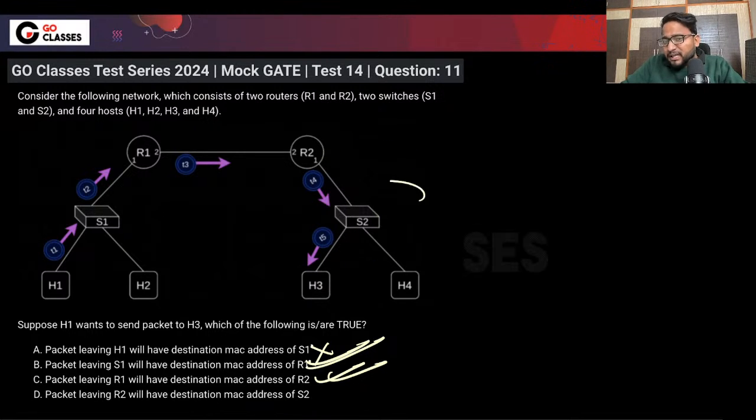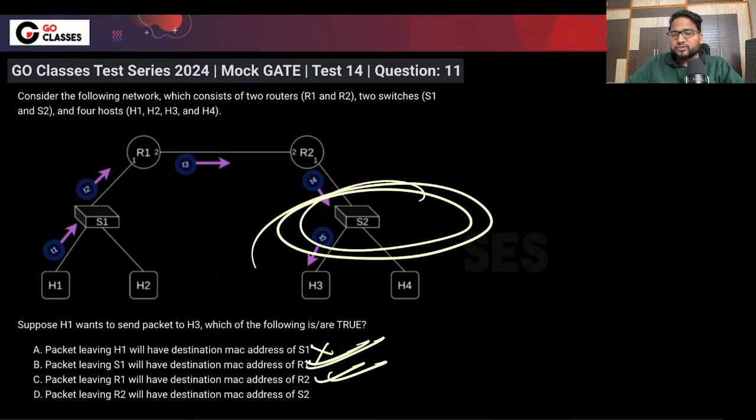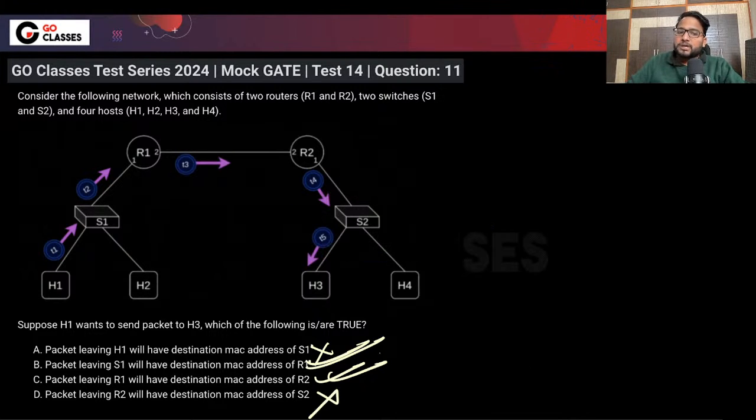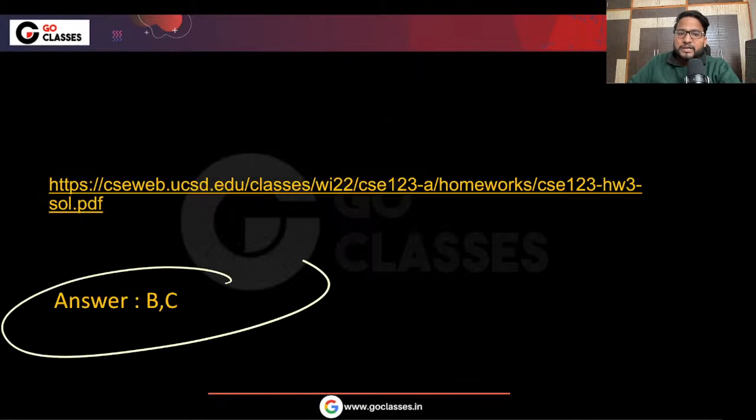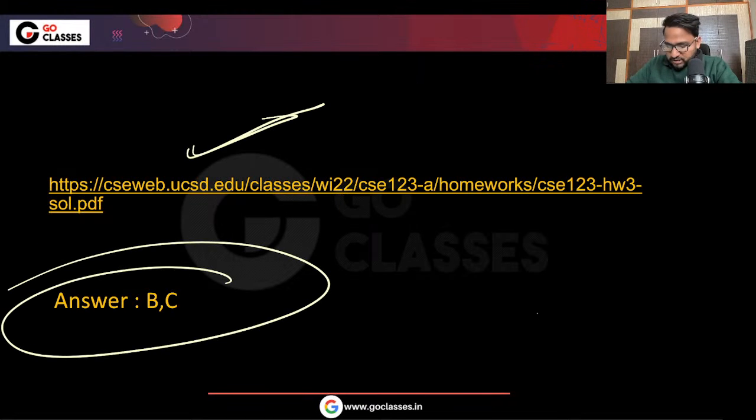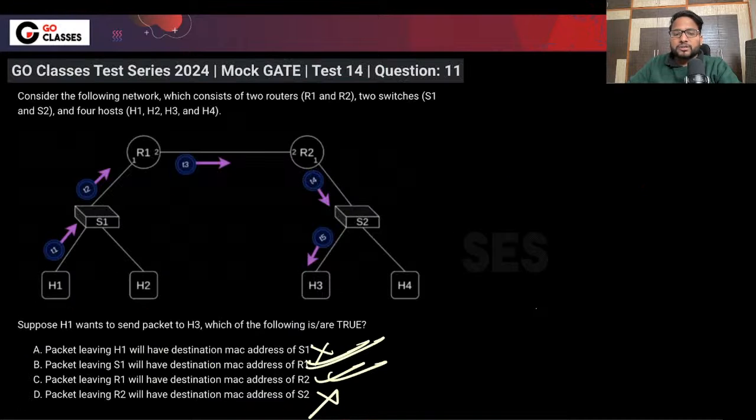See, R2 will send to S3. If S2 is coming in between, that's okay. So that's why this is also a false option. So B and C are the correct answers, right? This question is taken from a standard university. Let me know if you have understood this correctly.